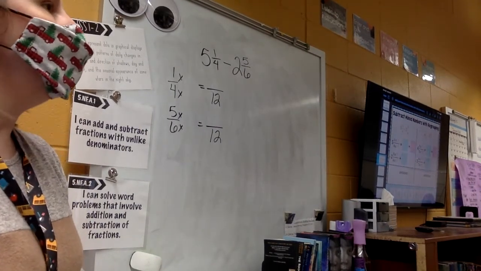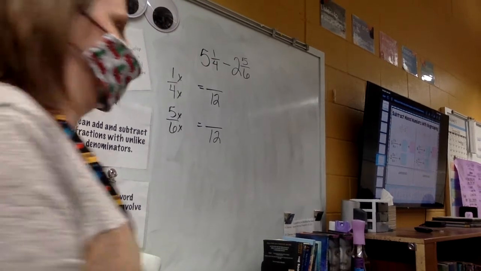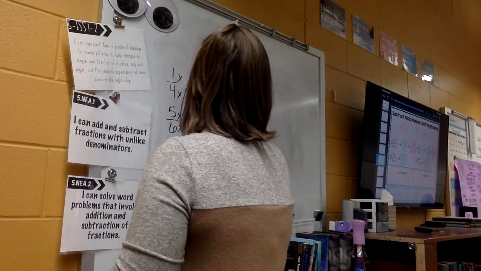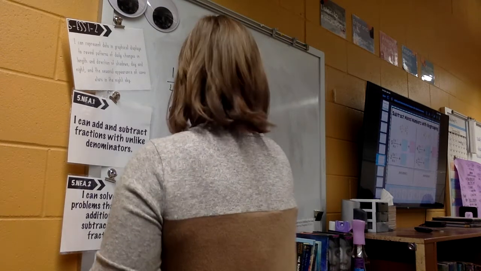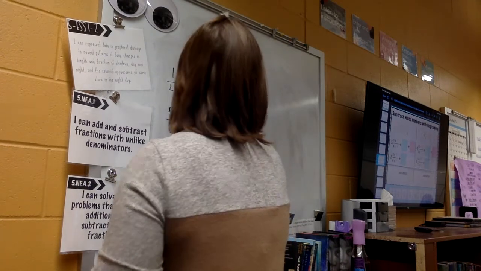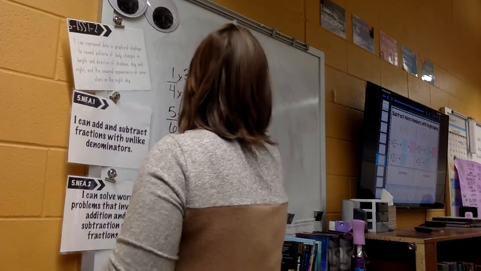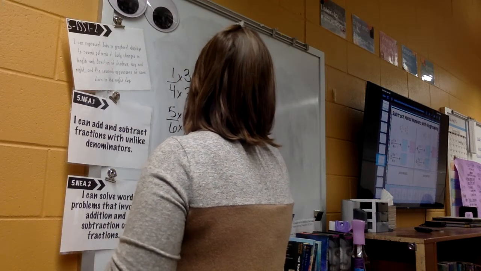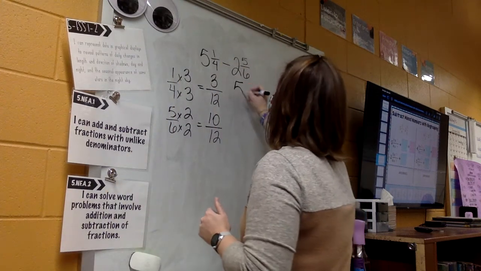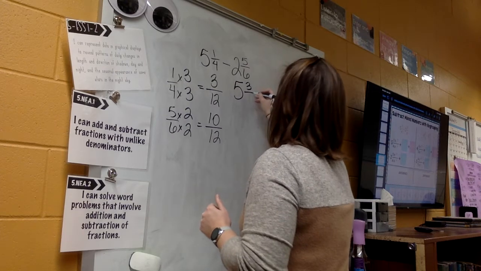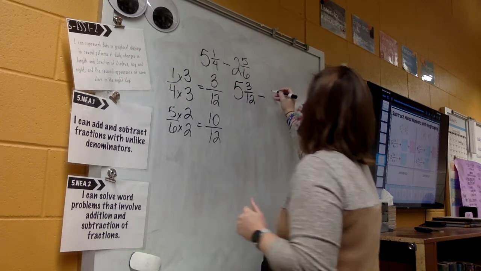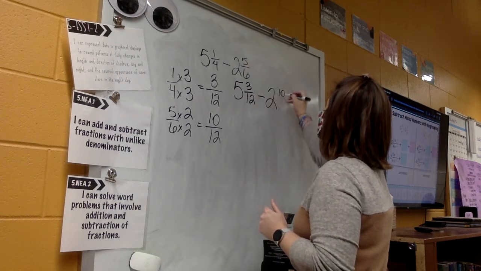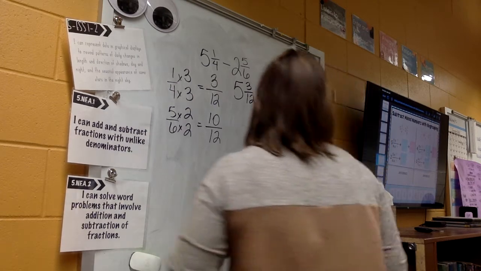Four times what will make me 12? 3. 6 times what will make me 12? 2. Okay, so my top one's going to be 3, and the bottom one is going to be 10. So now I have 5 and 3/12 minus 2 and 10/12.